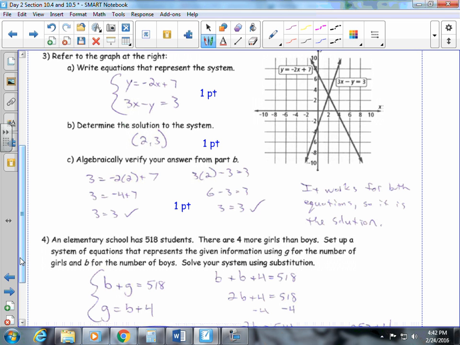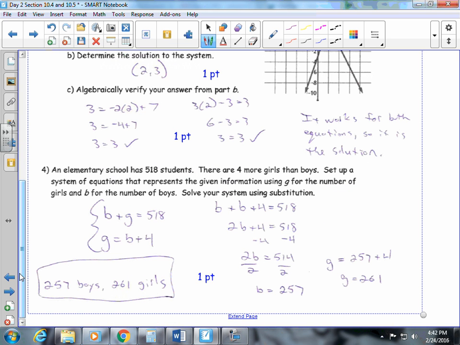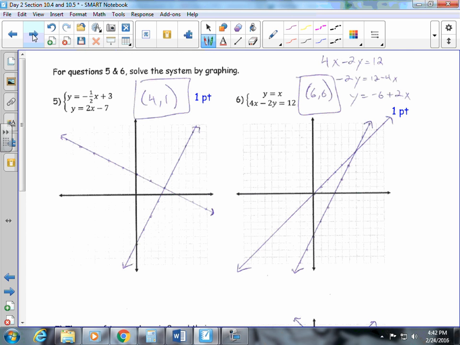So now we're looking at question 3. Now question 4. This one we also did in class. Remember, boys plus girls equals a total. If we have 4 more girls than boys, that means we take the boys, add 4, and we end up with the girls. That was our system of equations that we solved. We end up with 256 boys and 261 girls. Next, graphs. Pause if you need to.